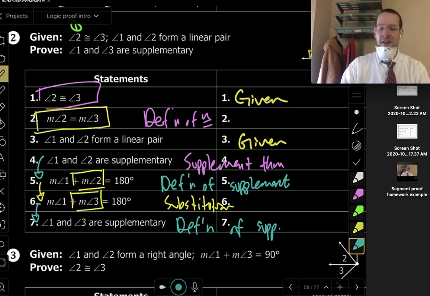So this one wasn't that bad. However, I think most of these proofs you'll find won't be that bad. It's basically laying out the things that you know, then using some theorem, some substitution, and then basically wrapping it back up.